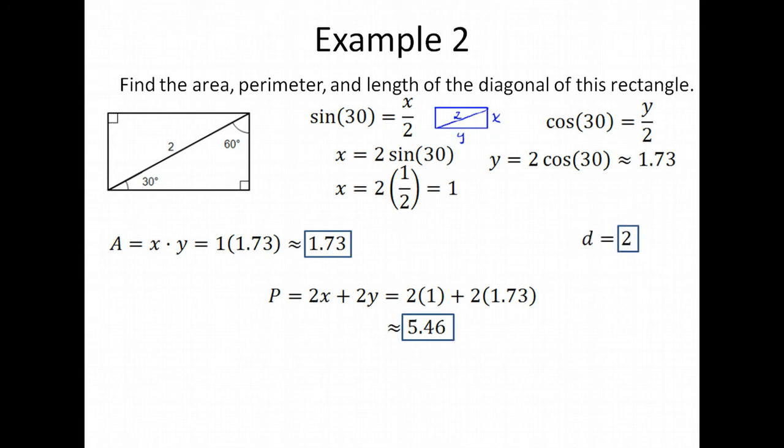The diagonal length is 2, which was given to us to begin with.